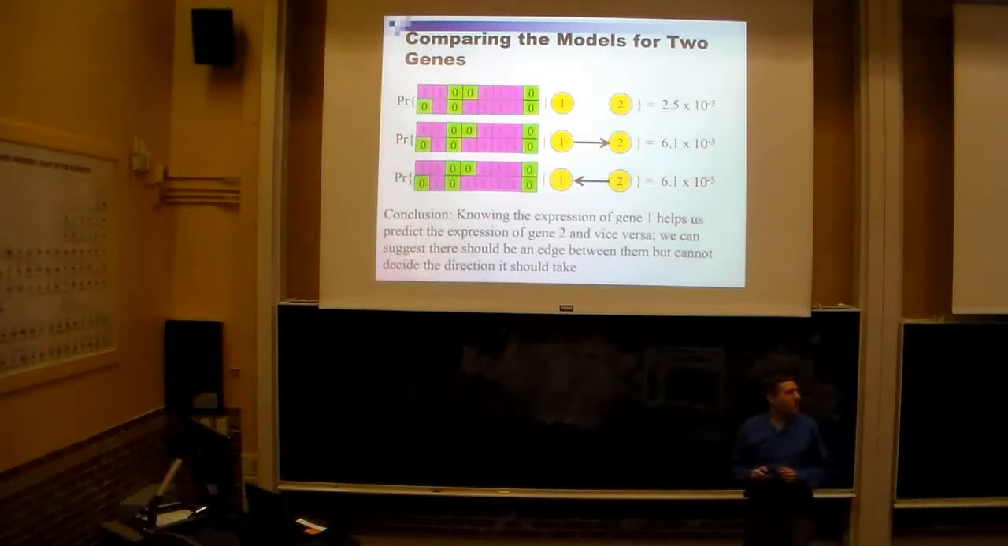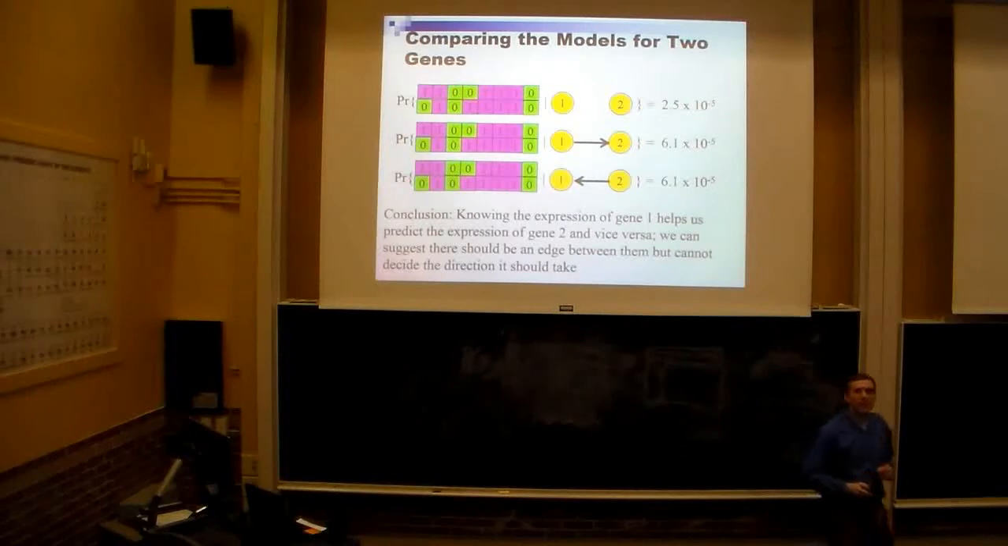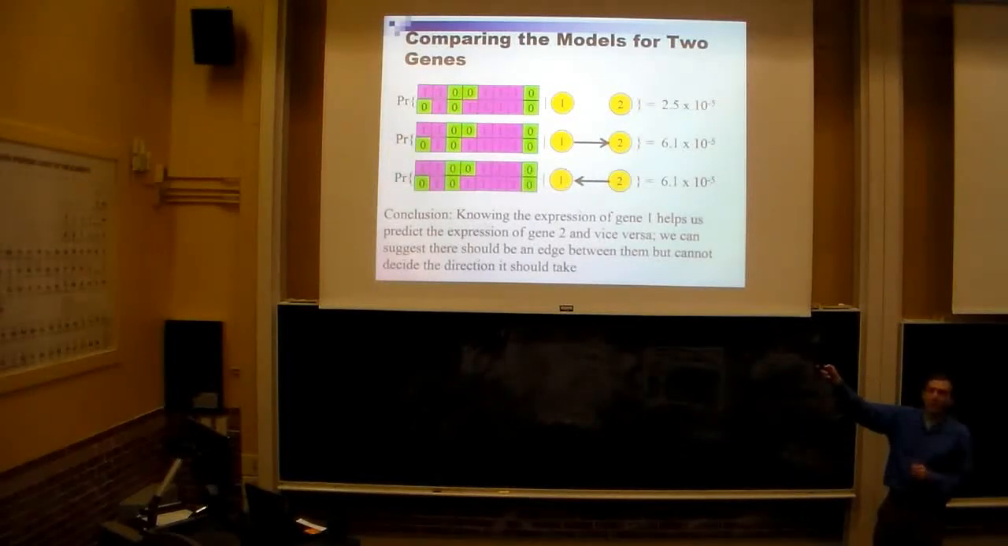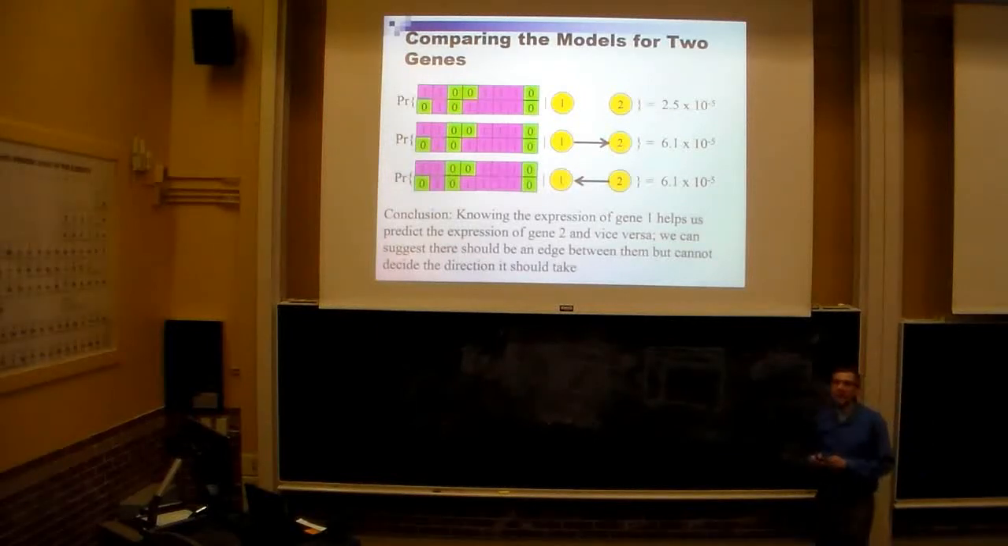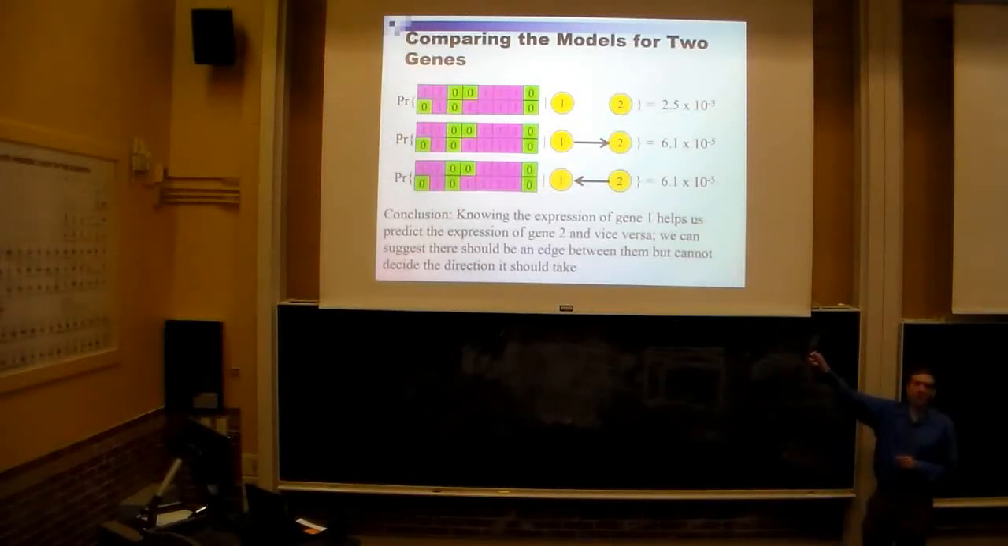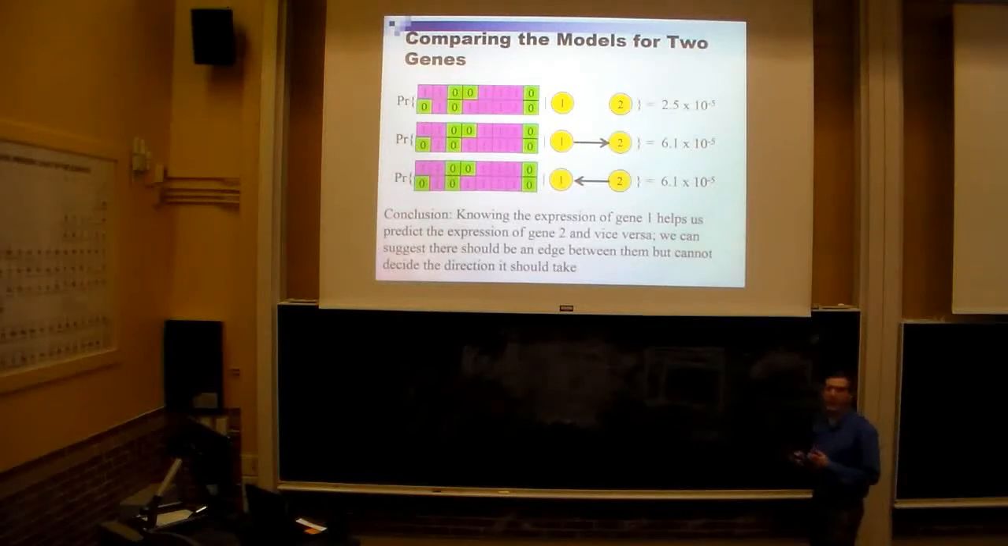So on the basis of this, we can make some conclusions about what models are supported by the data. And we can say that, at least for the abstraction we're considering now, the data definitively says that these two models, where one regulates two or two regulates one, have a higher likelihood than this model, so unregulated. So we can say that at least for this abstraction, the data is more consistent with the assumption that these genes are under common regulation than that they are unrelated, although we can't distinguish between the directions of regulation. Those two have the same likelihood, so we're unable to decide between those two models for this kind of data. Any questions about that?